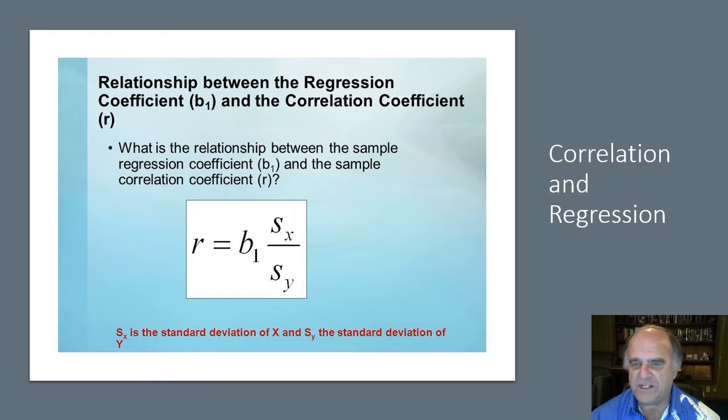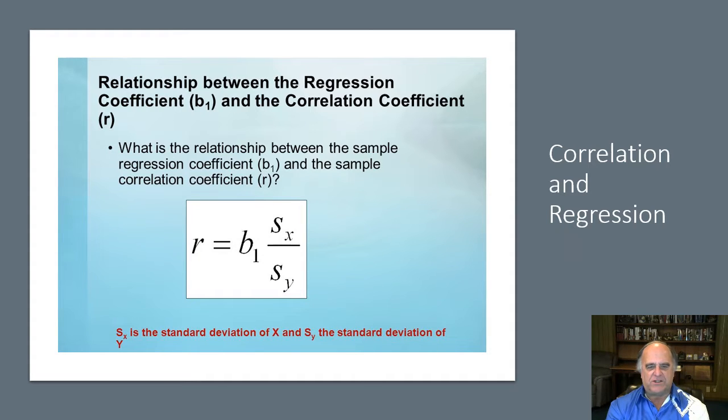What's the relationship between the regression coefficient and the correlation coefficient? A good question to ask, because we'll be talking about regression later. There is a relationship, of course. The relationship between the sample regression coefficient, B1, and the sample correlation coefficient, R, is that R is equal to B1 times the standard deviation of x divided by the standard deviation of y. So there is a relationship.